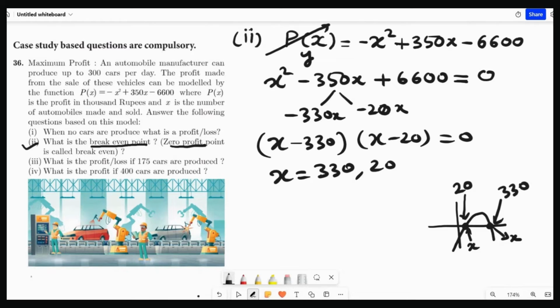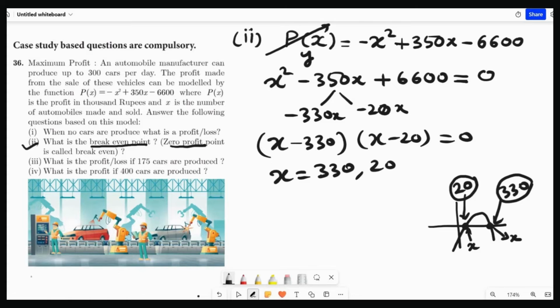Its meaning is, when 20 vehicles are manufactured, there is no profit and no loss either. And when 330 vehicles are manufactured or sold, then also there is no profit. No profit doesn't mean loss, just no profit.